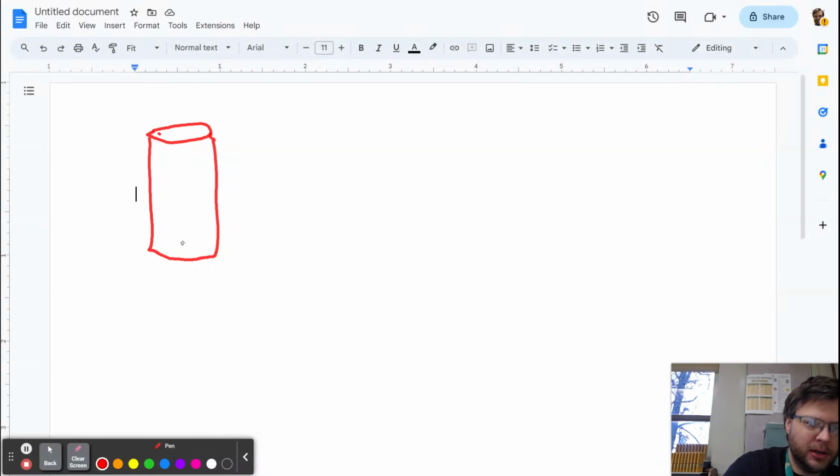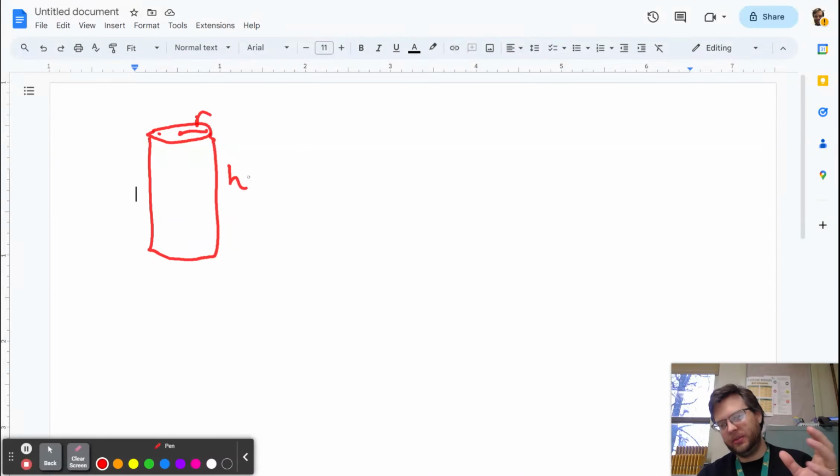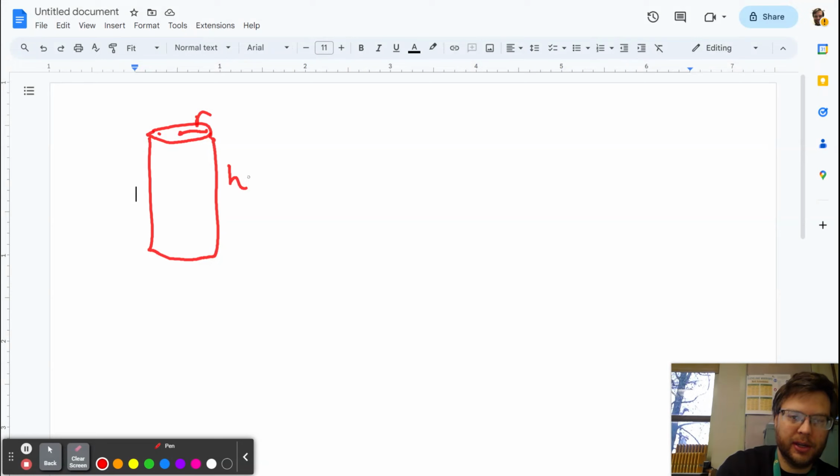There's my cylinder, and the cylinder has a radius and it has a height. What we're going to imagine is that for some reason, the cylinder's radius is changing and the cylinder's height is changing as well. And what the question asks us to determine is how fast is the surface area of the cylinder changing. So let's write an equation for surface area.